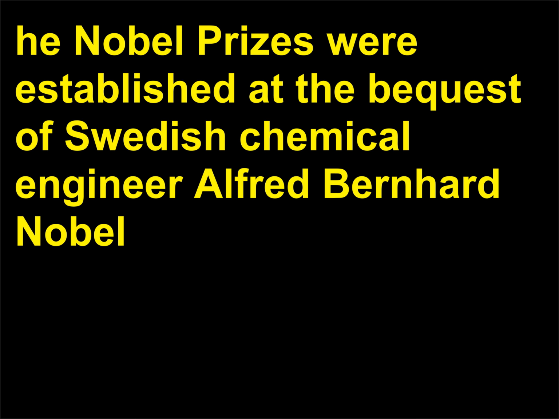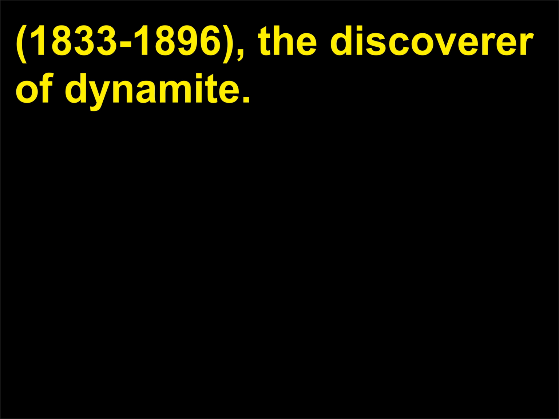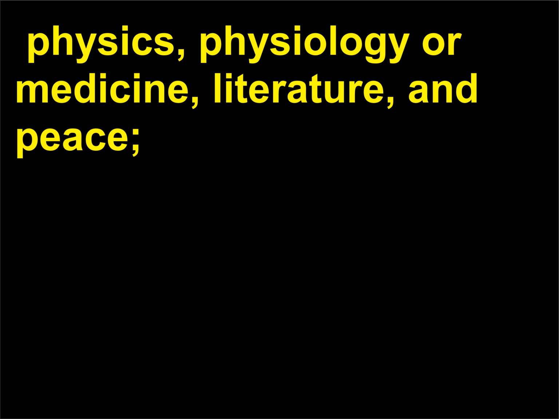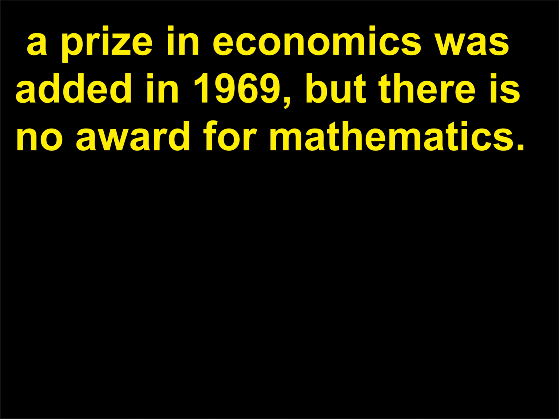The Nobel Prizes were established at the bequest of Swedish chemical engineer Alfred Bernhard Nobel, 1833 to 1896, the discoverer of dynamite. First awarded in 1901, the Nobel Prizes honor innovators in the fields of chemistry, physics, physiology or medicine, literature, and peace. A prize in economics was added in 1969, but there is no award for mathematics.